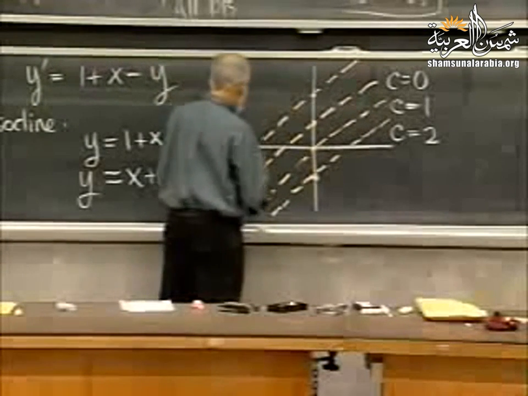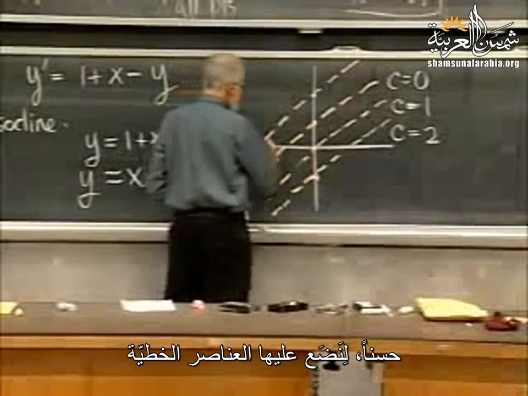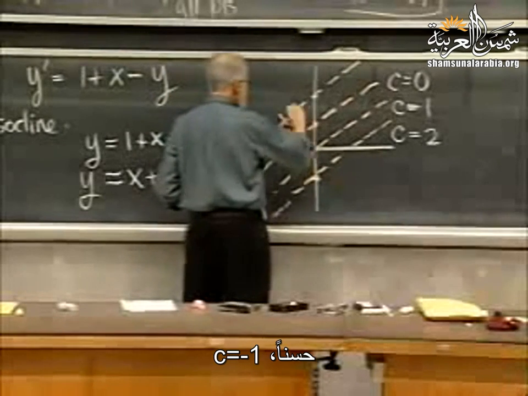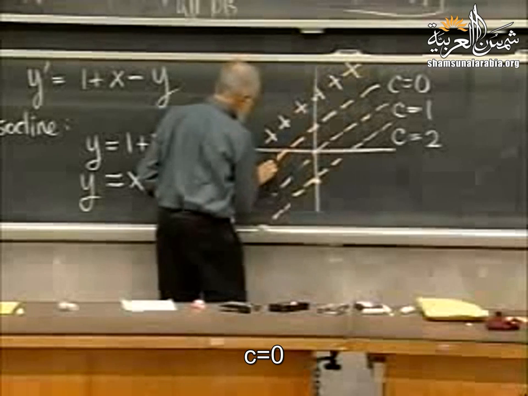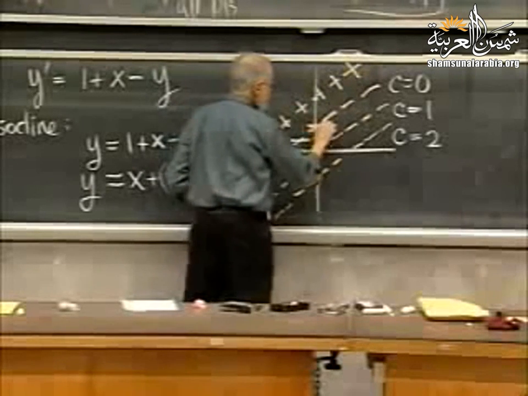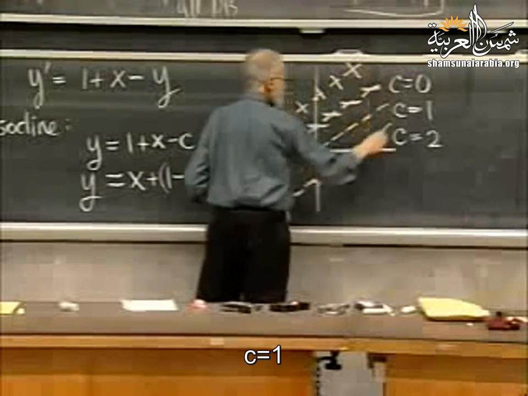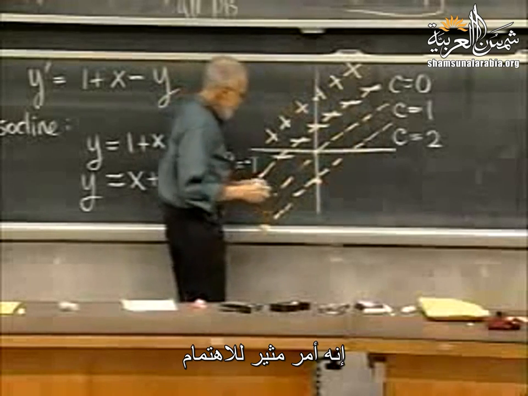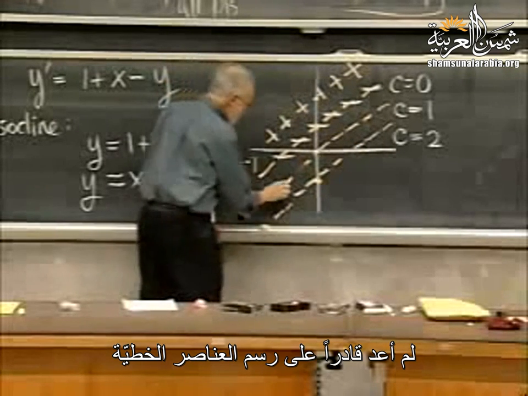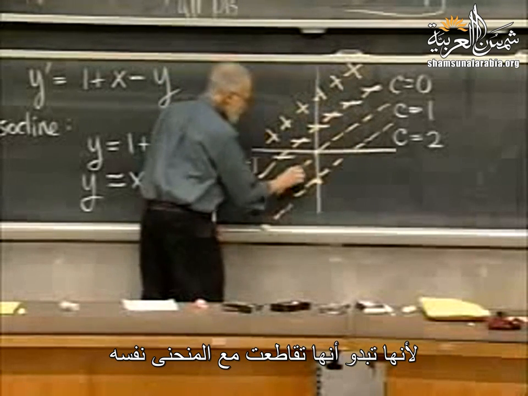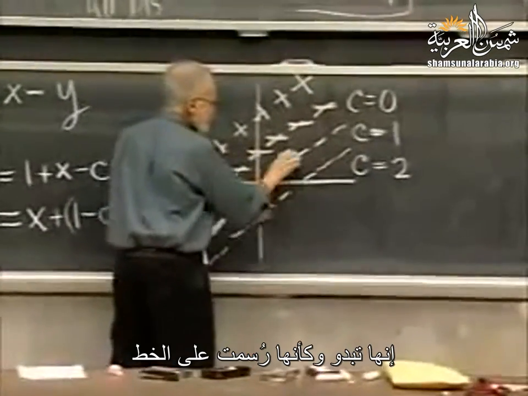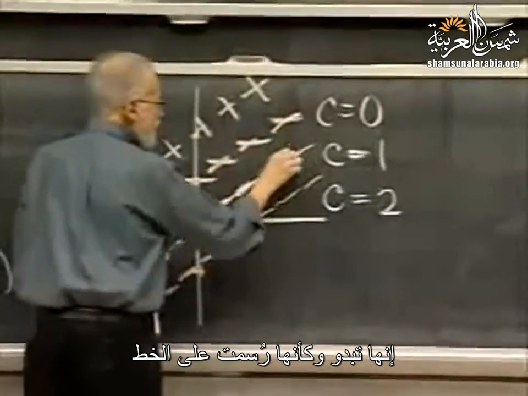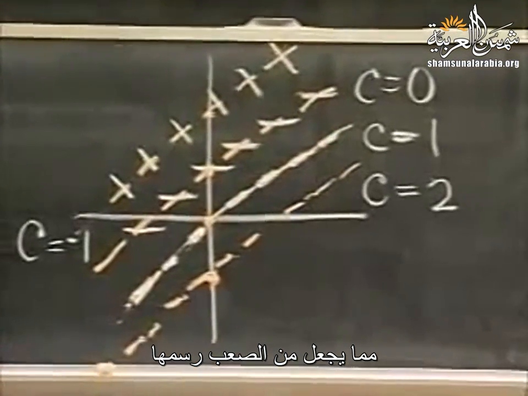All right, let's put in the line elements. C equals negative 1. These will be perpendicular. C equals 0, like this. C equals 1. Oh, this is interesting. I can't even draw in the line elements because they seem to coincide with the curve itself. They lie along the line, and that makes it hard to draw them in.